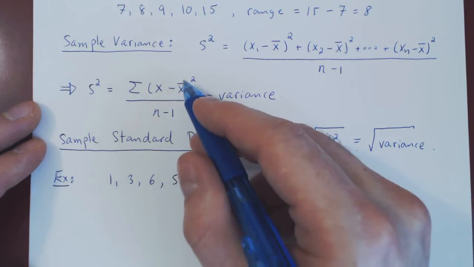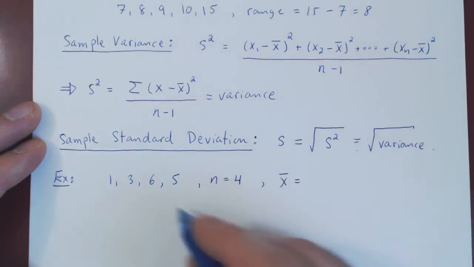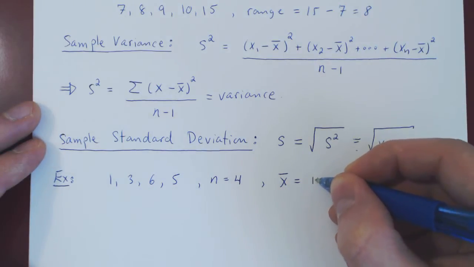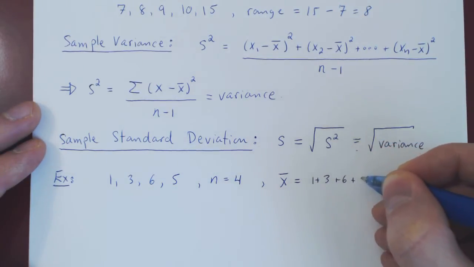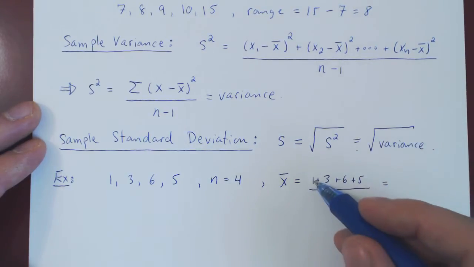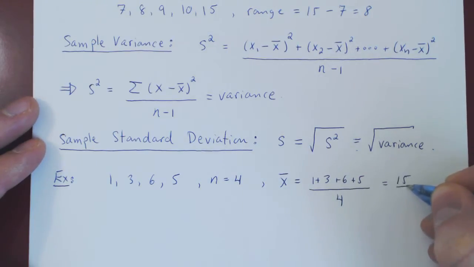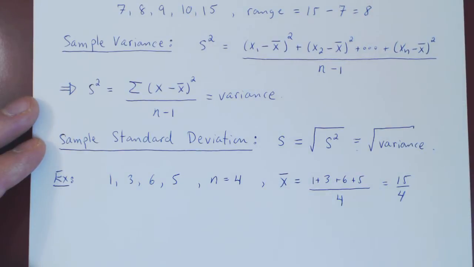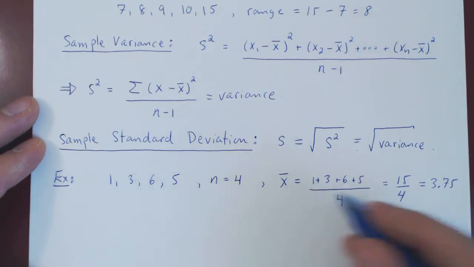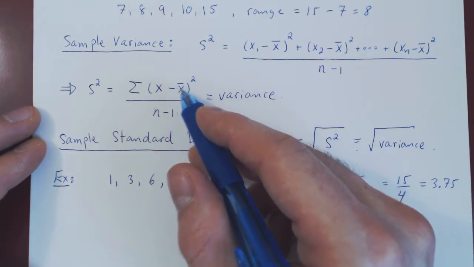Before we can find the variance, we have to find our sample mean. Let's do so. So x bar, we get the sum of our values, 1 plus 3 plus 6 plus 5, over the number of values, 4. 1 plus 3 is 4, plus 6 is 10, plus 5 is 15. 15 divided by 4 gives you 3.75. And now we have our sample mean. X bar is 3.75. And once we have our sample mean, we can compute our sample variance.